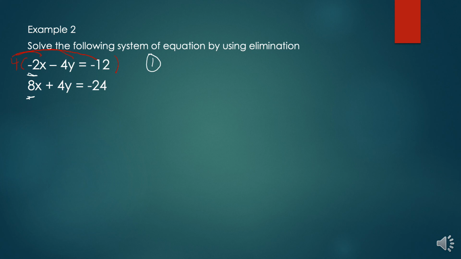Then go ahead and multiply. So that gives me negative 8x minus 16y is equal to negative 48. Go ahead and bring down the rest of the other equation.